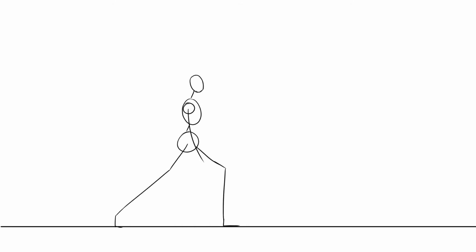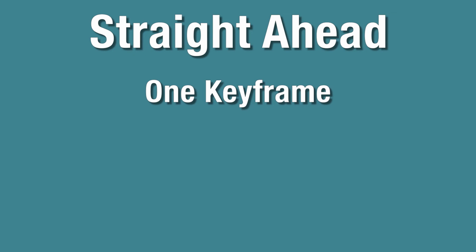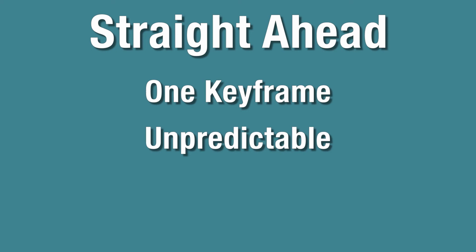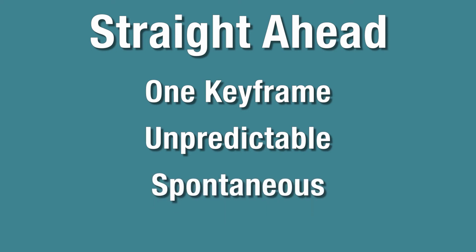The next style of animation, straight ahead, refers to animating without a specific plan in mind. In straight ahead animation, there is only one initial keyframe, and then the animator literally works straight ahead, animating one frame and then the next. This style of animation is particularly useful when you're animating something unpredictable, such as fire or particles. If something is supposed to be spontaneous, then straight-ahead animation may be the preferred method. In order to demonstrate straight-ahead animation, I'll be creating an animation of fire.